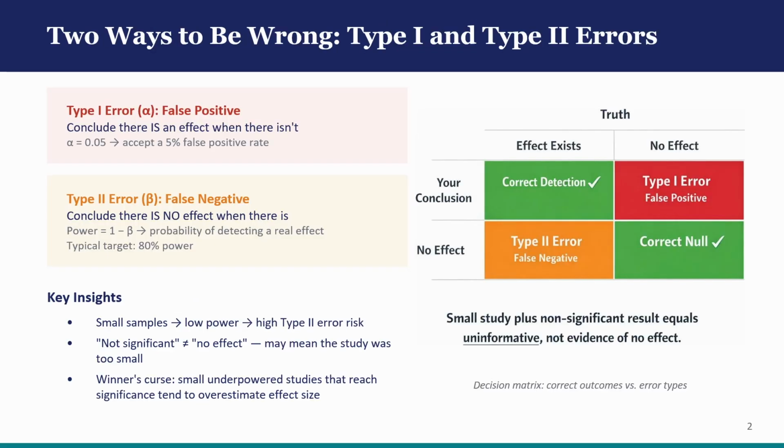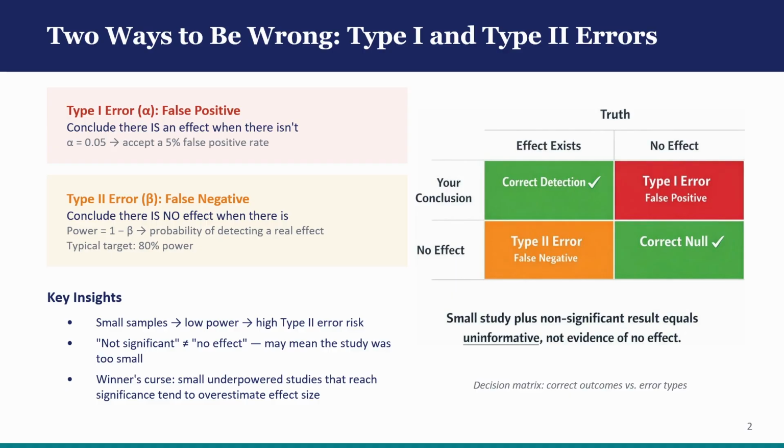Two ways to be wrong, in opposite directions. Type 1 is the false positive. Your test says an effect exists, but it doesn't. This happens about 5% of the time when the null is true. That's what an alpha of 0.05 accepts as the price of using statistics.